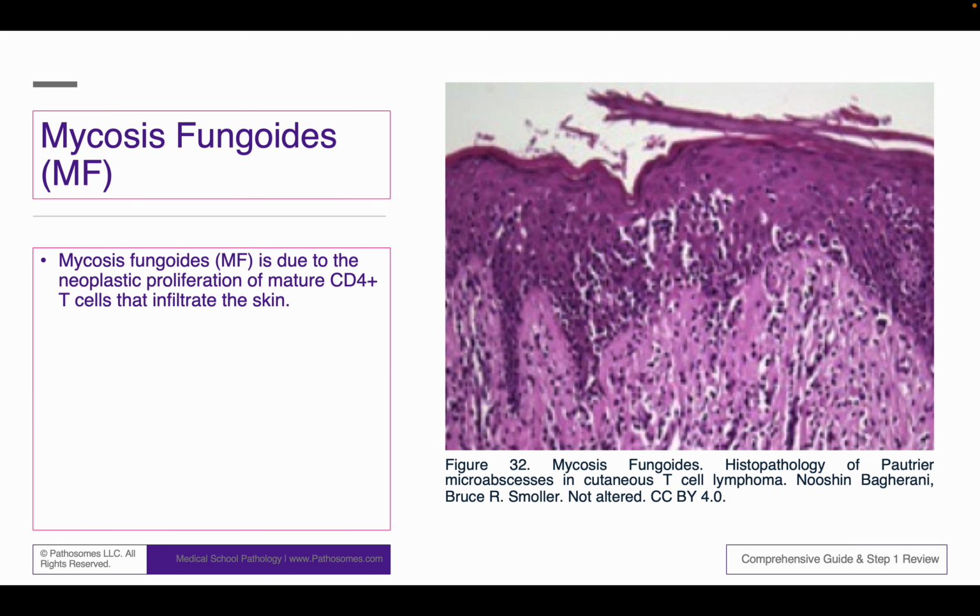Now let's talk a bit about mycosis fungoides. MF, which is the abbreviation for mycosis fungoides, is due to the neoplastic proliferation of mature CD4 positive T cells that infiltrate the skin. You can see that here to the right. Note the presentation of classically seen Pautrier microabscesses involved with mycosis fungoides.